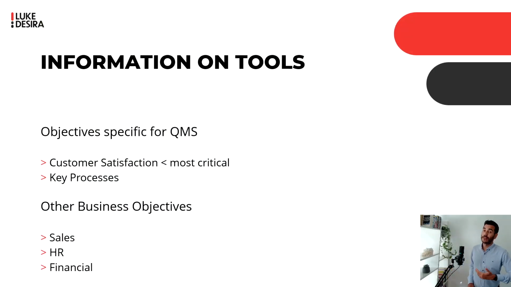So as I have explained earlier, when it comes to ISO 9001, we need to have objectives relating to quality, but we can have other objectives, for example, relating to sales, relating to HR, relating to the financial performance of the organization, or relating to the key processes of the organization, which, as you might have seen in another video on this channel, relates to the sales process, the purchasing process, the operational processes, and the design and development process.